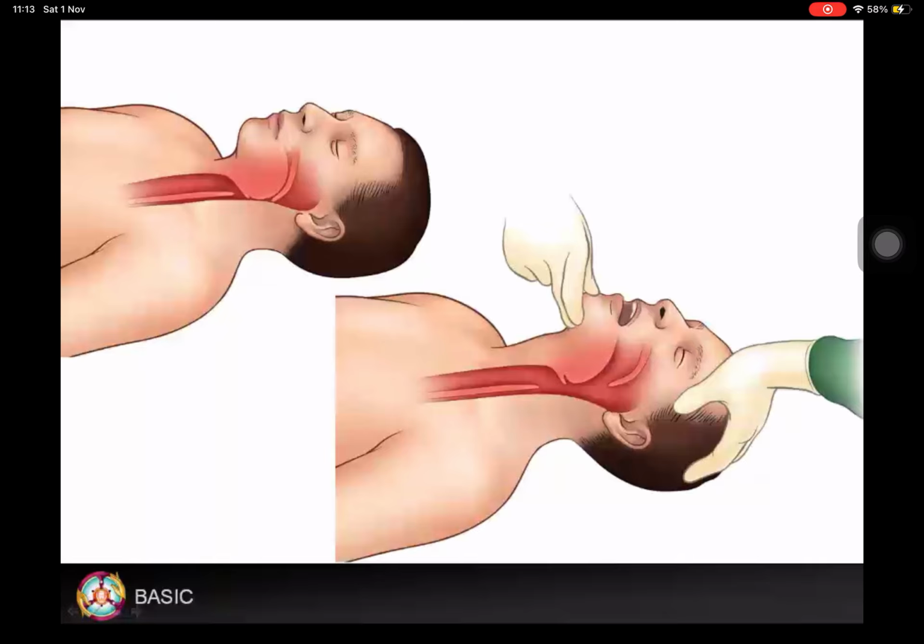Place your hand firmly on the patient's head and tilt the head backward on the atlanto-occipital joint. Then lift the chin by placing the fingers of your other hand under the bony part of the lower jaw and lift forward. As you do this, the tongue and anterior pharyngeal wall will be lifted away from the posterior pharynx.